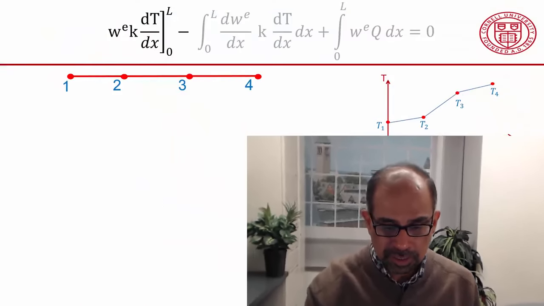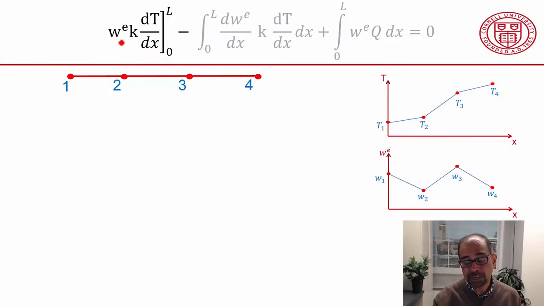I've given you an overview of how you go from the weak form to a set of algebraic equations. Let's unpack that a little bit more by going to each term in the weak form and see how they affect the algebraic equations. Let's consider the first term in the weak form here. So I've grayed out the other terms and we are focusing on this term.